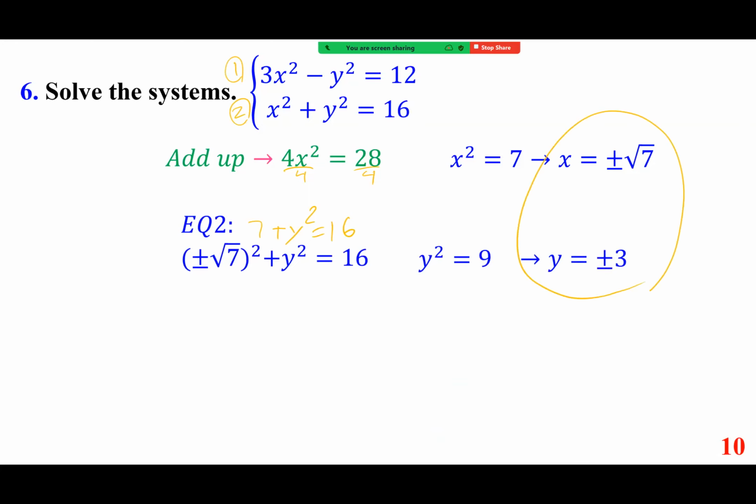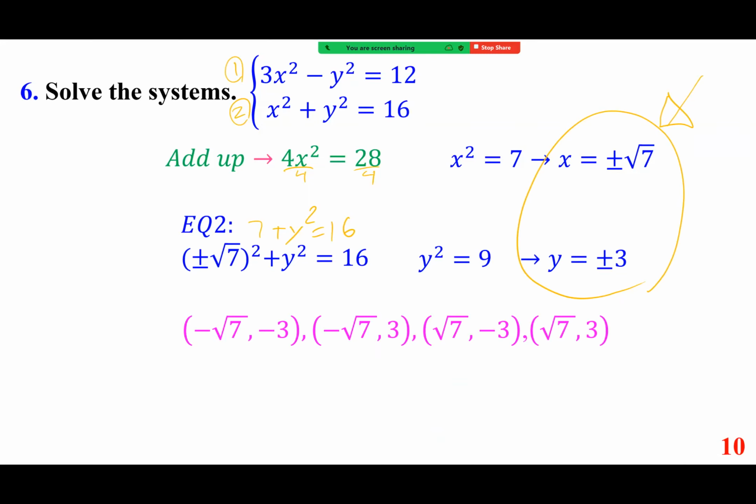It's important to know how to write this, which results in 4 answers as follows. And you can pick any of them and check if you have doubts. Put this one in both, this one in both, this one in both, this one in both. And you can do that, or just check with equation number 1, because this comes from equation number 2. Okay, check with only one equation, equation number 1.